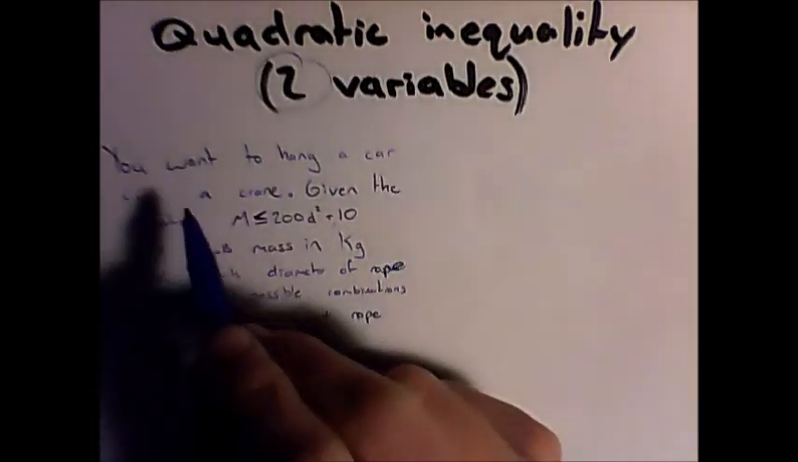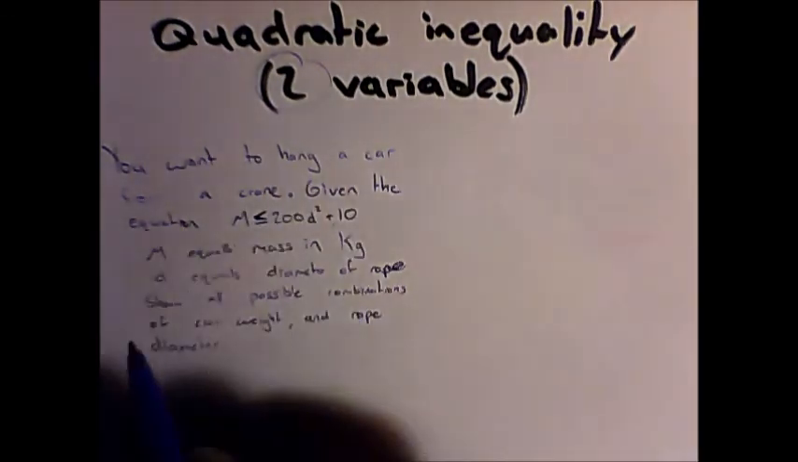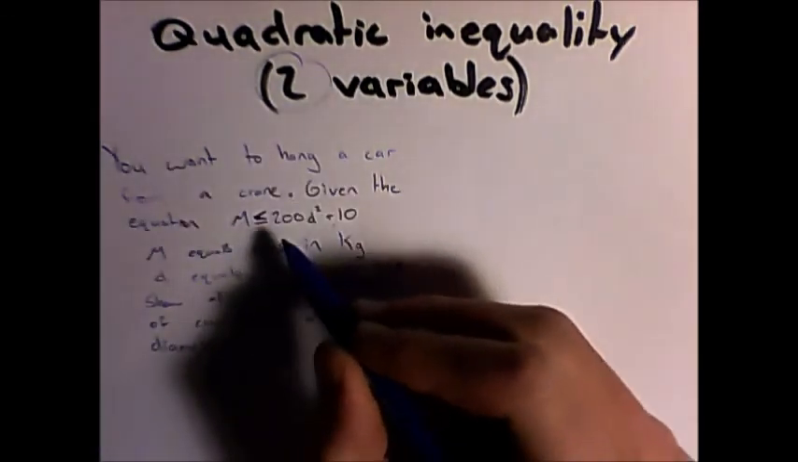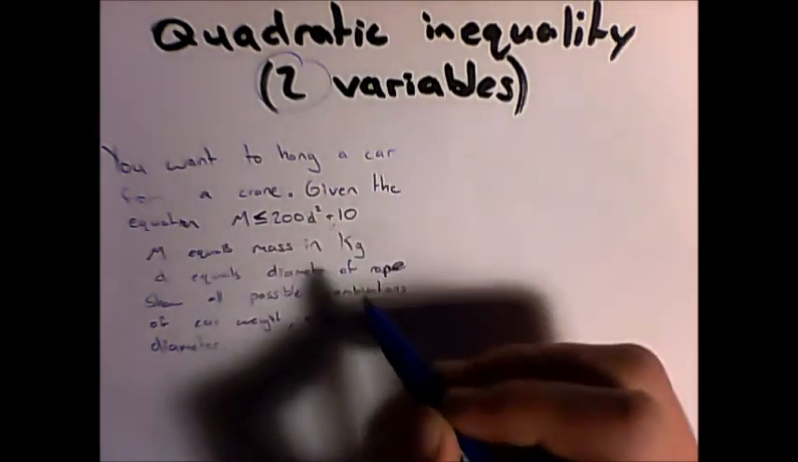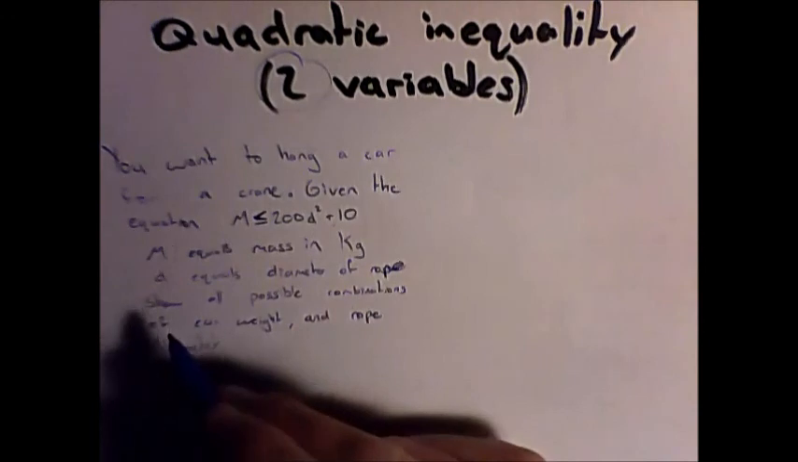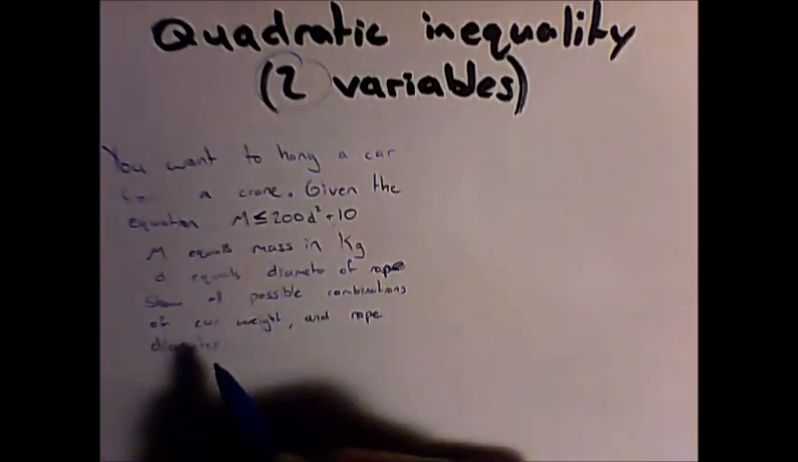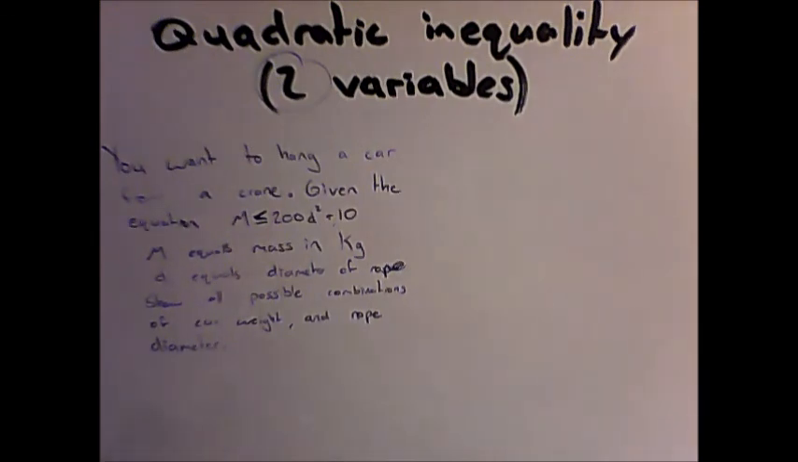Well, let's say we want to hang a car from a crane. Another cool stunt. Given the equation m is less than or equal to 200d squared plus 10, where m is the mass in kilograms of the car and d is the diameter of the rope, show all possible combinations of the car weight and the rope diameter. So to start, let's graph it out.